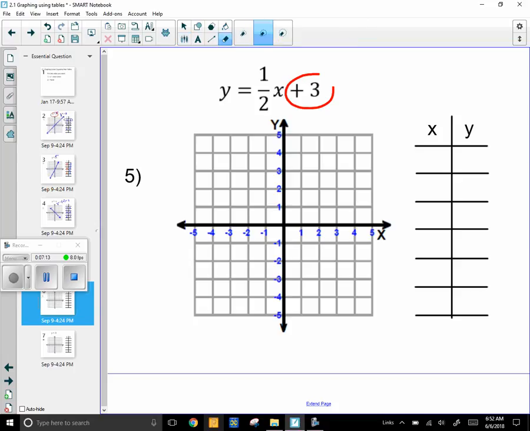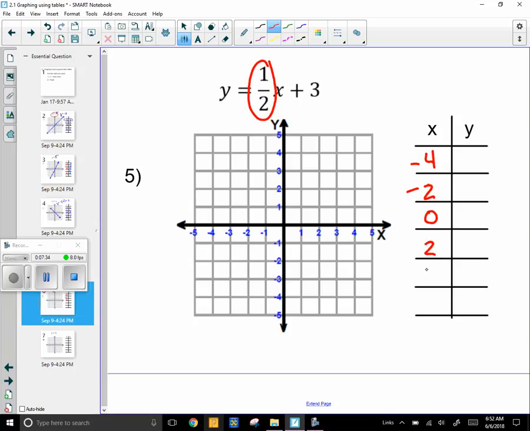So why don't we just go ahead and plug in some numbers. This time I'm not going to plug in the ones I've been plugging in. I'm going to choose some nicer inputs. I can see that I'm going to be multiplying by a half, so I'm going to use numbers that are even. Instead of -2, -1, 0, 1, 2, I'm going to do -4, -2, 0, 2, and 4. I'm doing those because the outputs will be a little bit nicer.